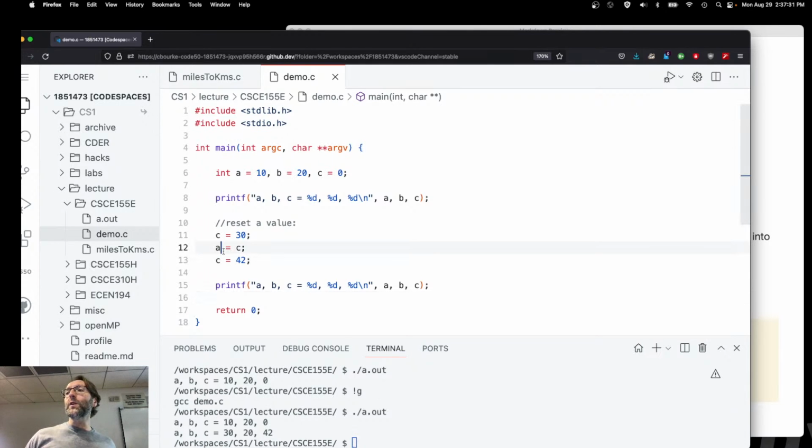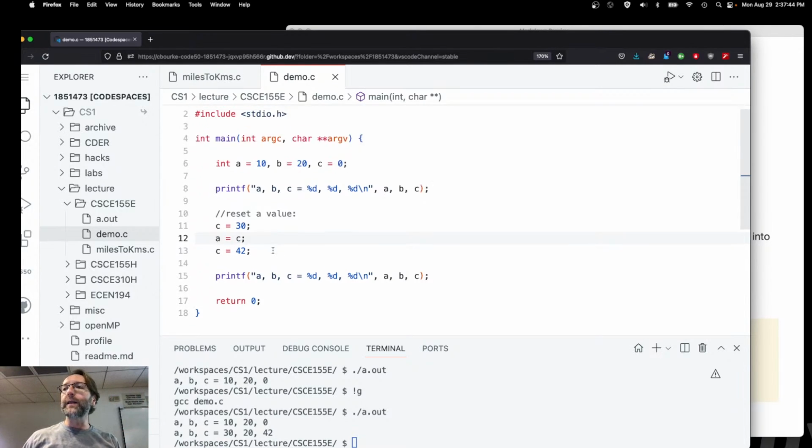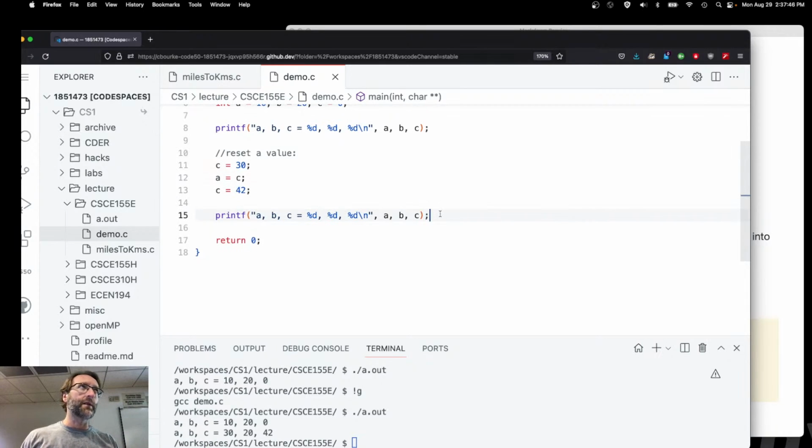Saying that one variable is equal to another variable simply takes the value in that variable and copies it over to that other variable. It doesn't inextricably link these two variables together forever. Right? It's simply taking the value on the right-hand side and giving it to the variable on the left-hand side. You can also have full expressions here.